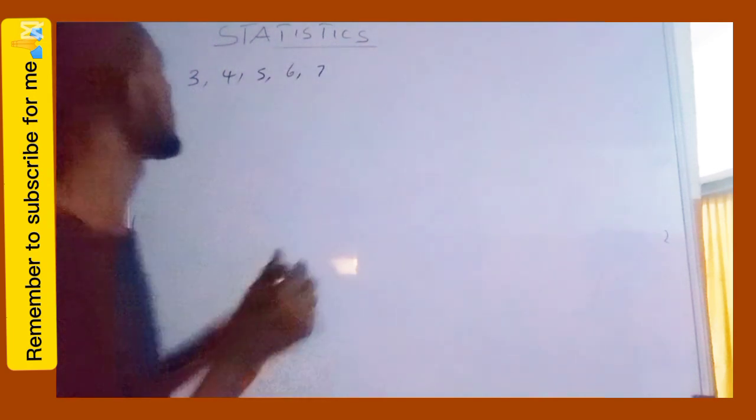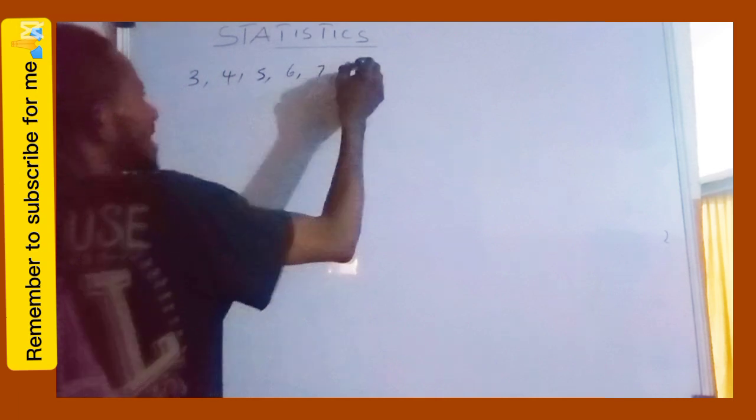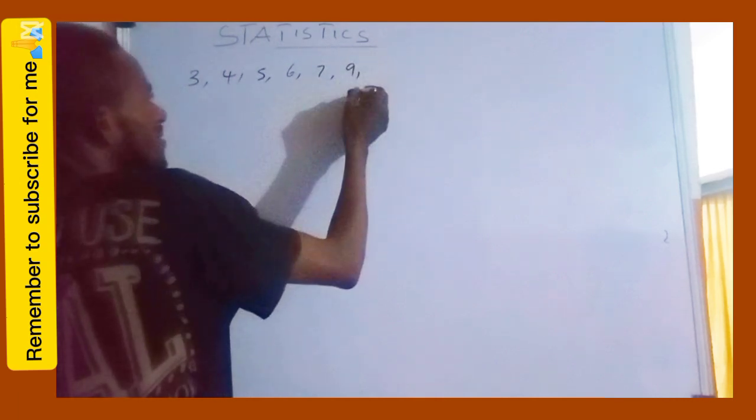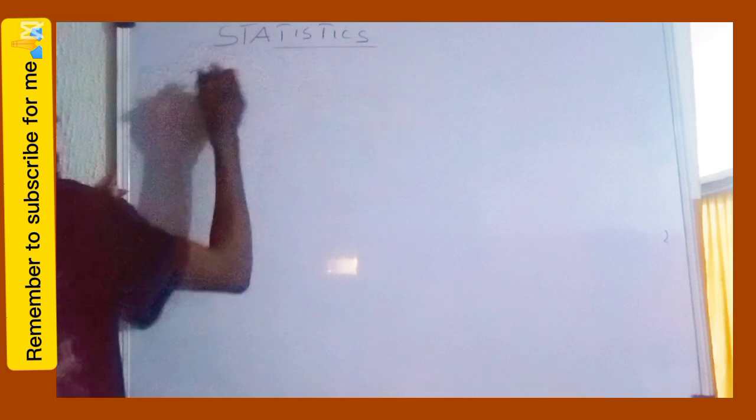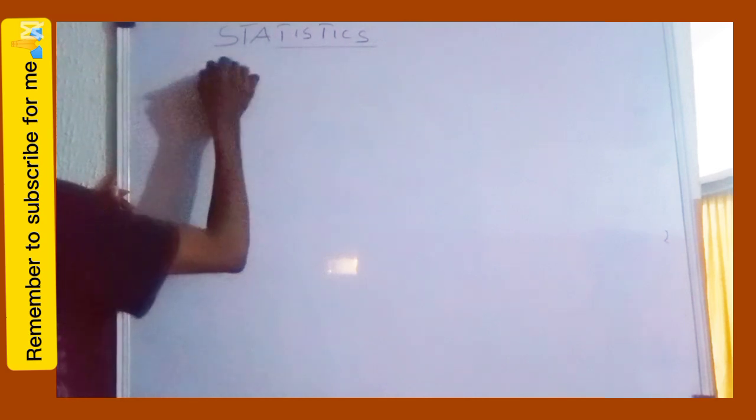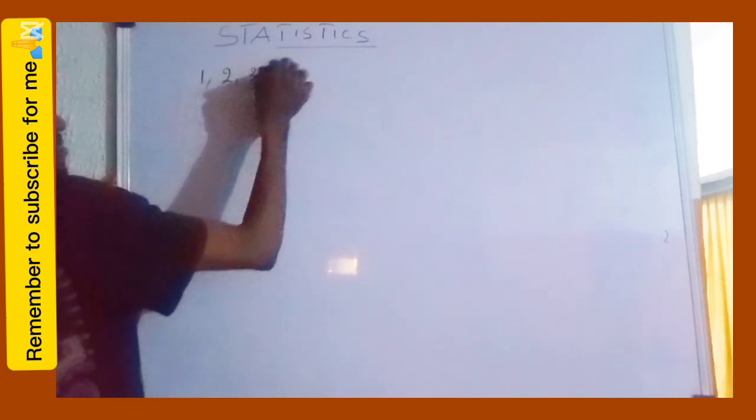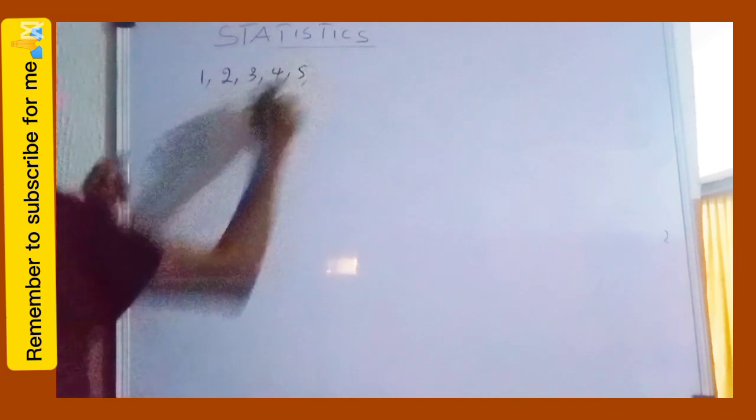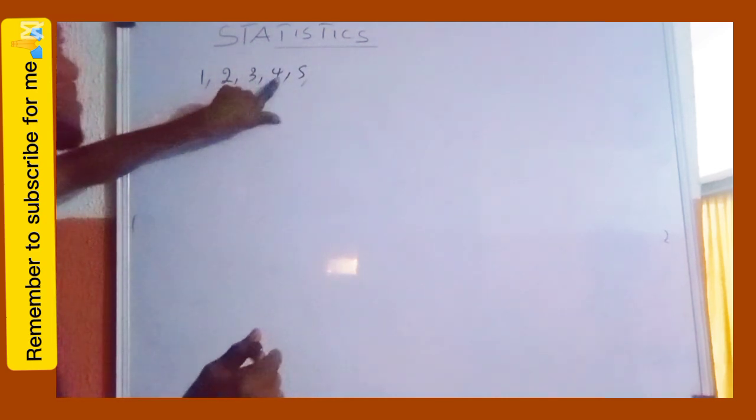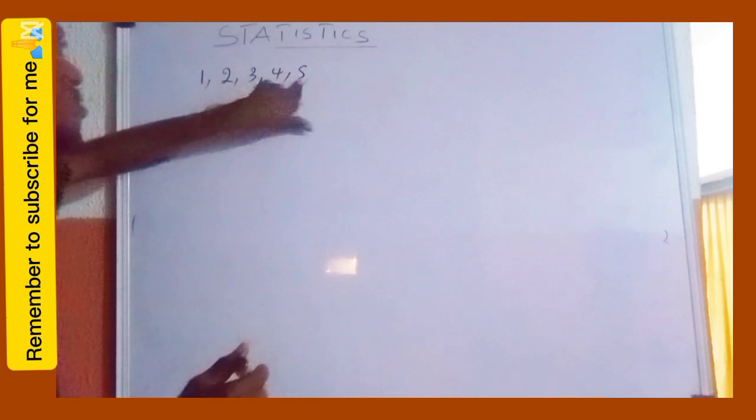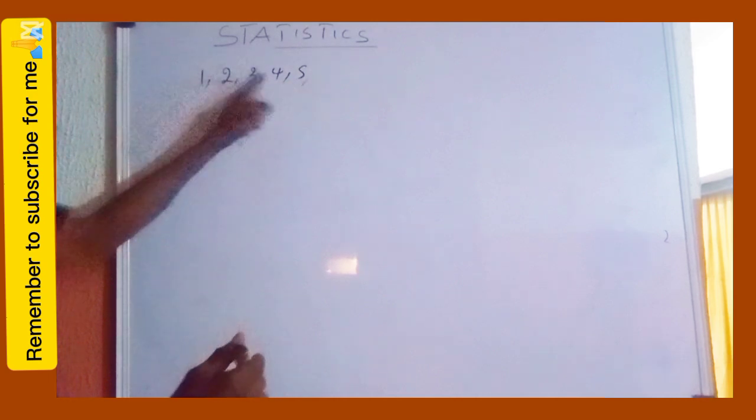Let me have this kind of observation. Then I have something like nine, and let me take values that we can easily get their mean. We have one, two, three, four, five, where 1 plus 2 gives us 3, this will give me 6, this will give me 10, this will give me 15, and we have 1, 2, 3, 4, 5. We have 5 observations.